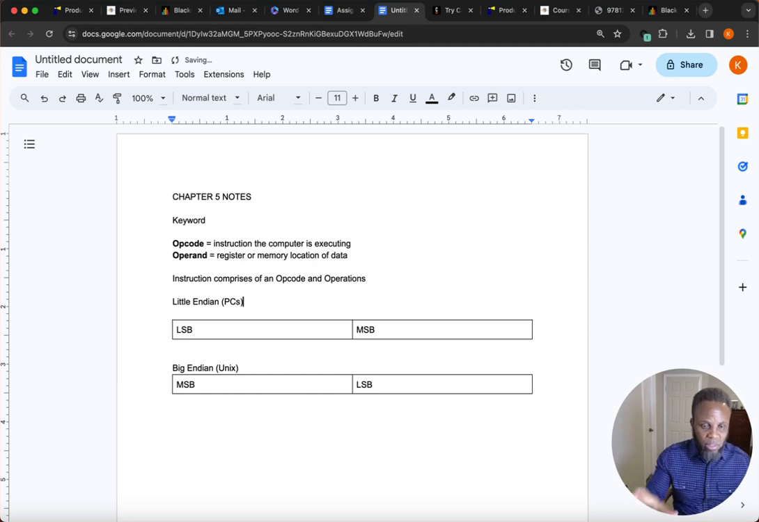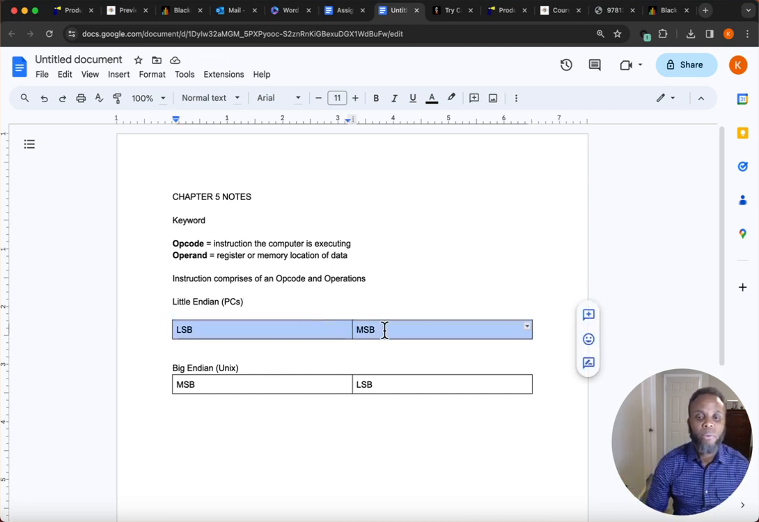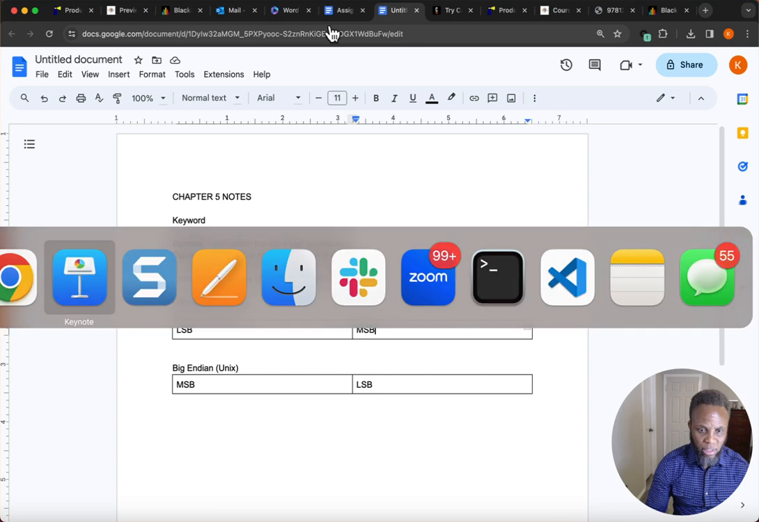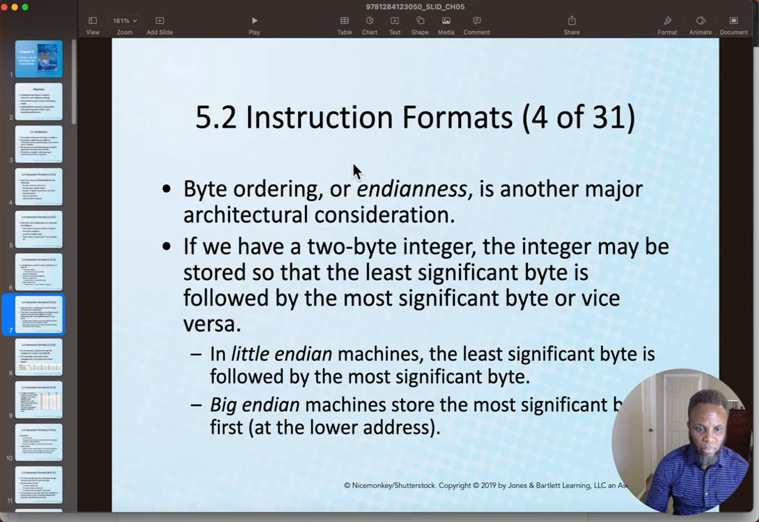And again, it's just the order in which the least significant byte and the most significant byte appear in a 16-bit word. Okay? So I hope that is a little bit clear. Again, relatively straightforward. If you have any questions, please feel free to reach out.